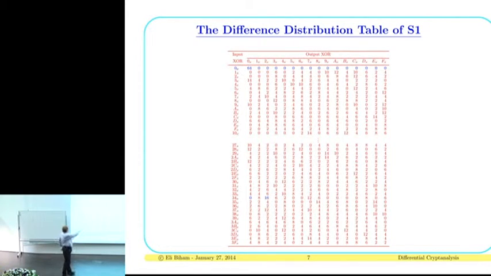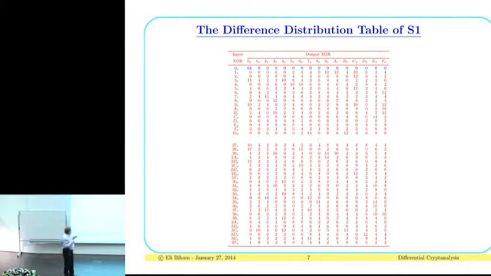But you can see various numbers in the rest of the table. For example, for the input difference 34 in hexadecimal, meaning 110100, if we look at the 64 pairs that we have for this difference, we'll find that none of them will have 0 output difference, meaning none of these 64 pairs have the same output in both runs, in both values of the pair. But if we look here, we'll see that 16 of them will have output difference 2, meaning 0010.